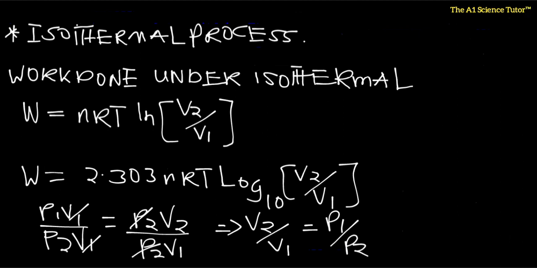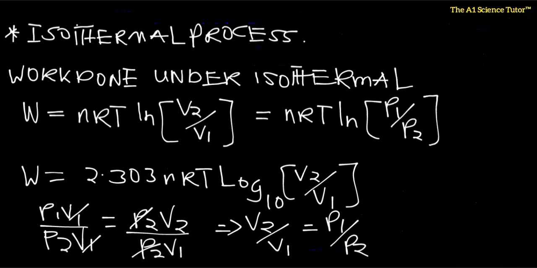So what that means is that you could also replace the ratio of the final volume to the initial volume if you have the initial and the final pressures. So it's possible to write it this way, with P1 over P2. Just take note of the inverse relationship that is always going to be there. You could also write it in terms of the general logarithm, which would introduce a 2.303 and a log to the base 10 there. So that is basically what you need to know about the work done under an isothermal process.